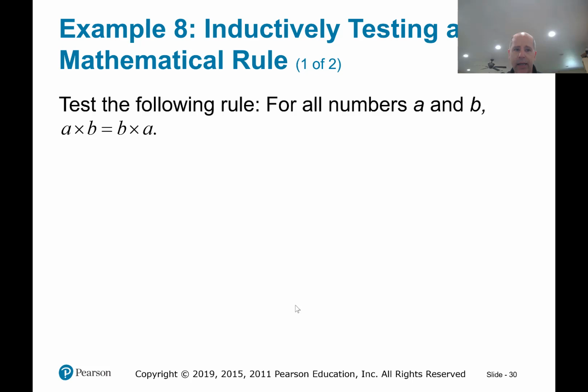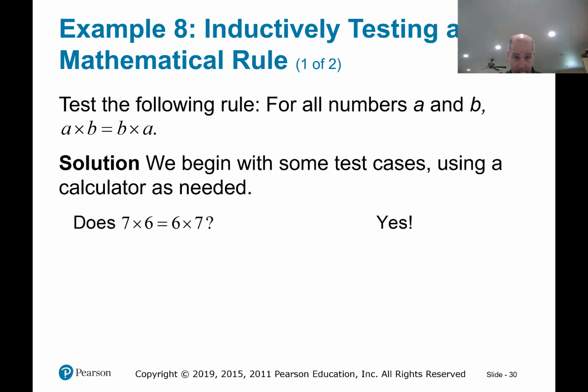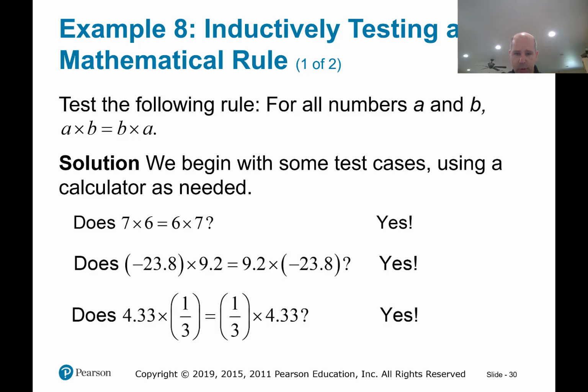Okay, so now here's an example of an inductive argument that tests this rule. So test the following rule. This is the commutative law, right? The commutative property for real numbers. It says A times B equals B times A. So how do we prove this inductively? Well, we start with specifics and we want to go to a general conclusion. So we start with an example. Okay, 7 times 6 equals 6 times 7. Correct, works. And we keep doing this over and over again a few times, right? And we show that it works every time.